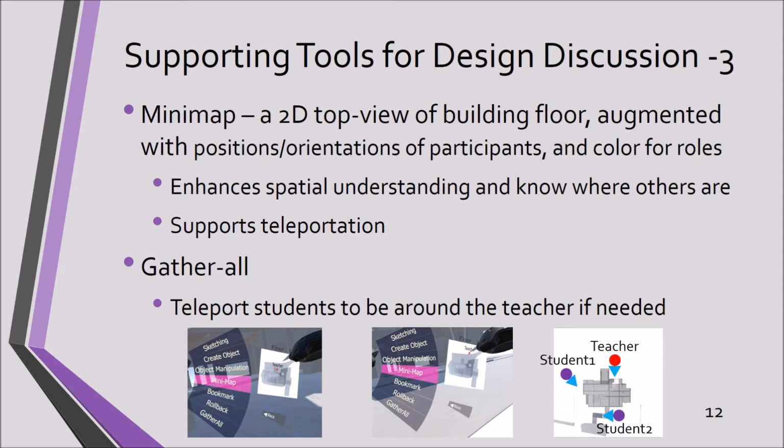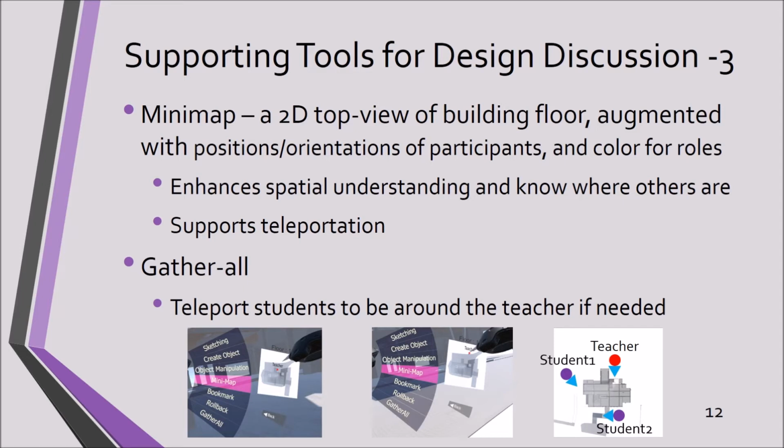To reduce the problems, we provide a minimap, which is a top view of a building floor augmented with information about participants, such as their user names, the roles, the positions, and orientations. The minimap could help to enhance the spatial awareness of the virtual building and the understanding of the presence of others. It can also provide an easy way to do teleportation. Participants can directly teleport to any place in the virtual environment by touching a position on the minimap.